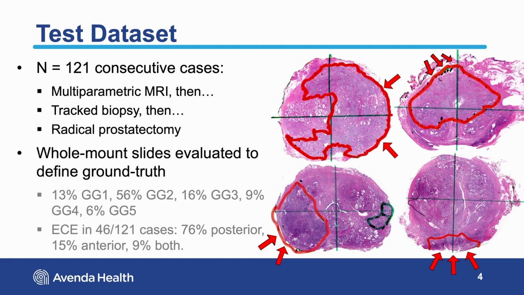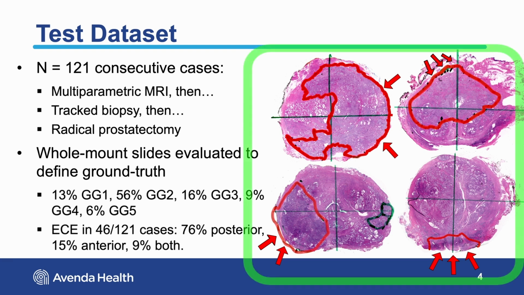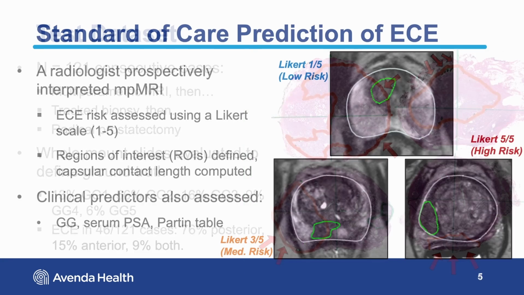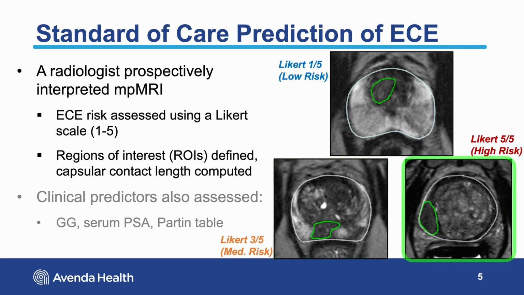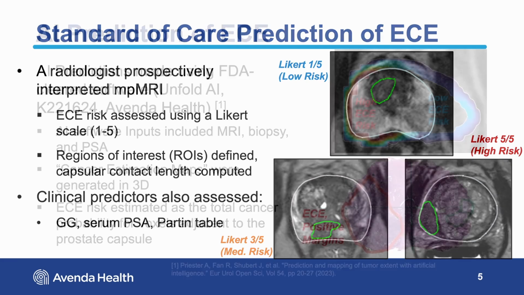Ground truth was established through analysis of whole mount histopathology, where a broad range of ECE locations were observed. See the red arrows on the accompanying images. For comparison, standard of care ECE predictions included a radiologist assessment of MRI. They estimated the capsular contact length of tumors and also assigned ECE risk using a 1 to 5 Likert score. These images illustrate low, medium, and high-risk cases. Other metrics included PSA and Partin table predictions.